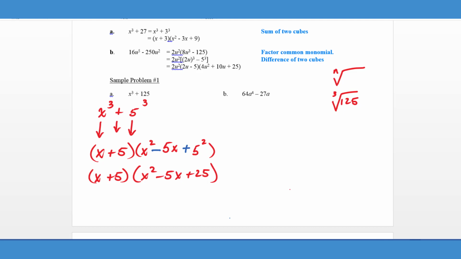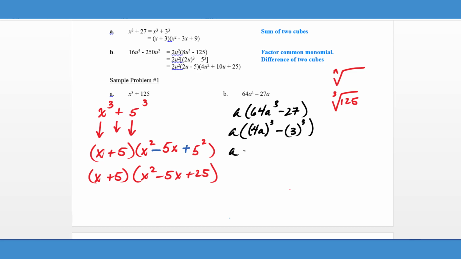Okay, let's look at part B. So you can see here we have an a that's common, and we can take the a out. And so we'll do that, and that gives us 64a to the third minus 27. Both 64 and 27 are perfect cubes, and so is a to the third. So we can break that up, and I'll just take an extra step here just so that you can see this. This is 4a to the third minus 3 to the third.